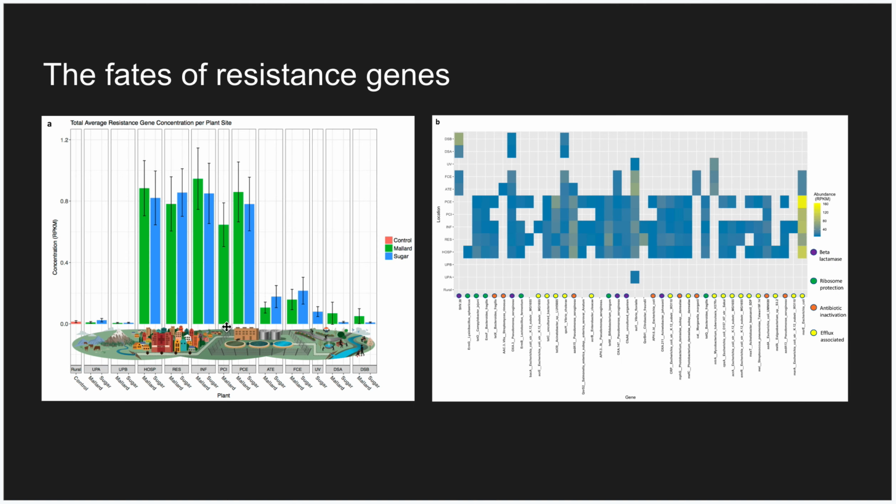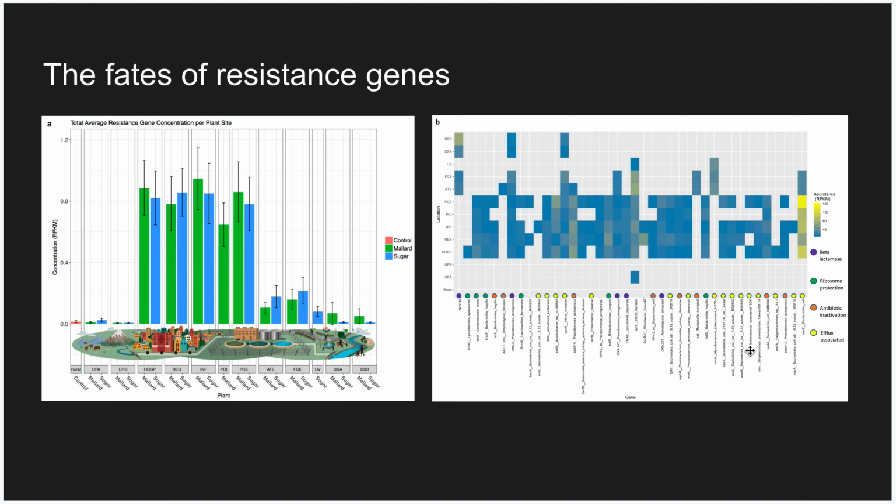We looked at the fates of resistance genes, which are abundant inside wastewater treatment plants. But as we look at what's actually released into the environment, we do not see a whole lot of actual released detectable genetic material that looks like resistance genes. And if we break that down, we see things like beta-lactamases.